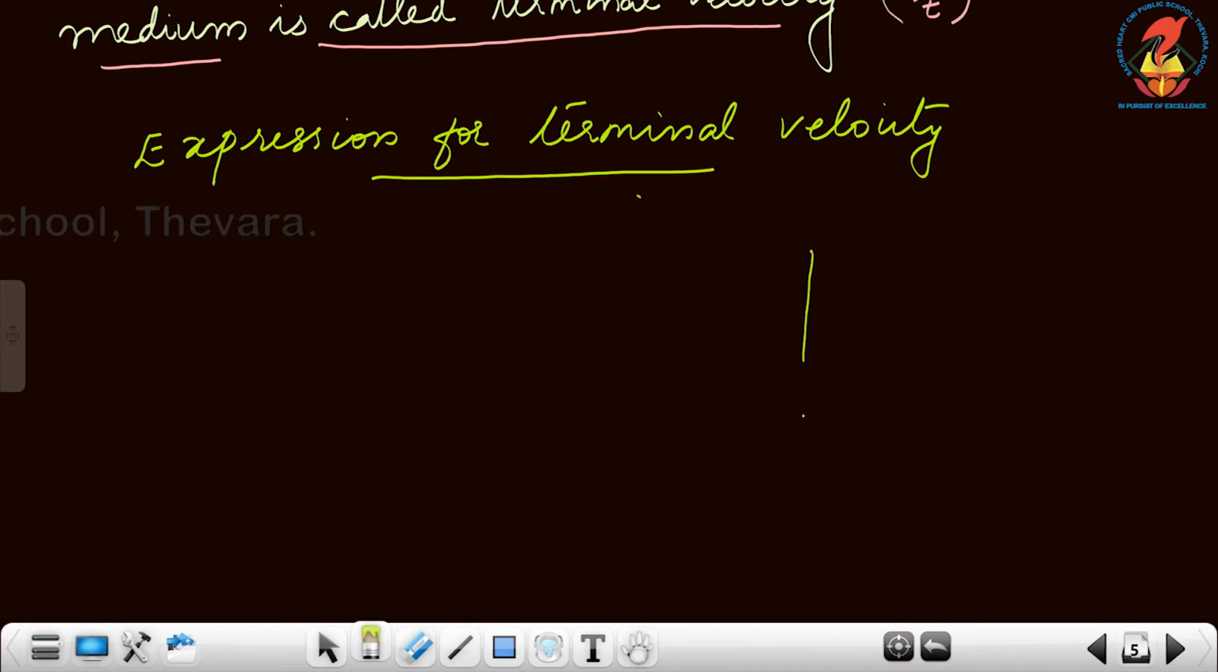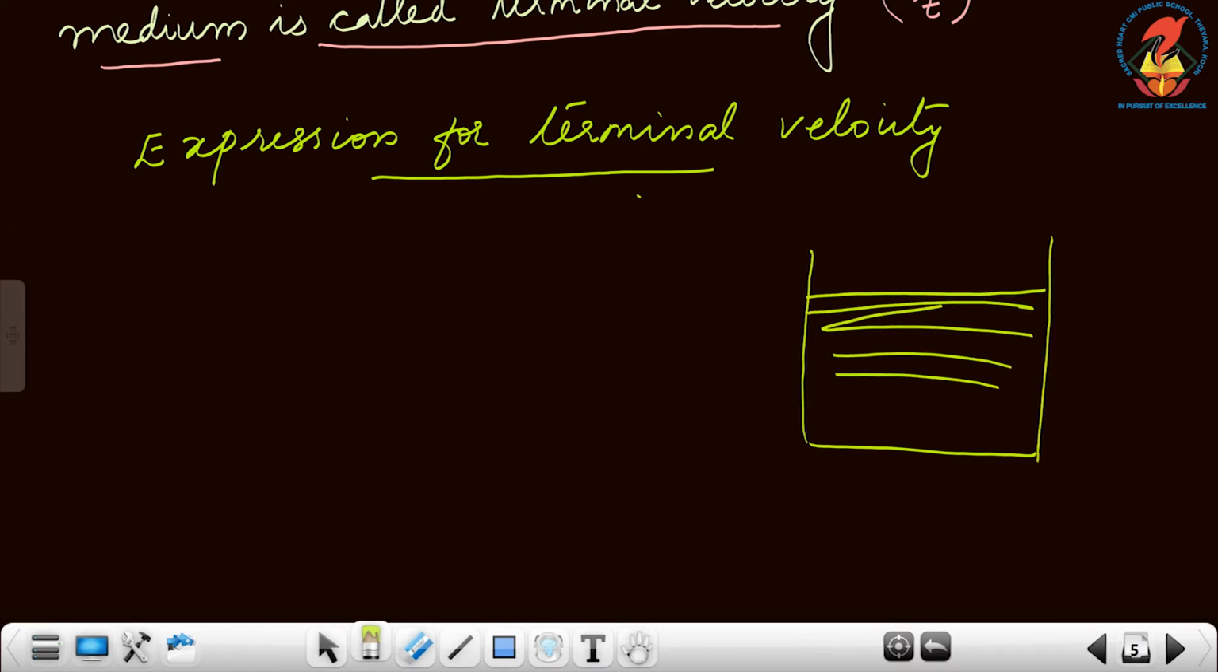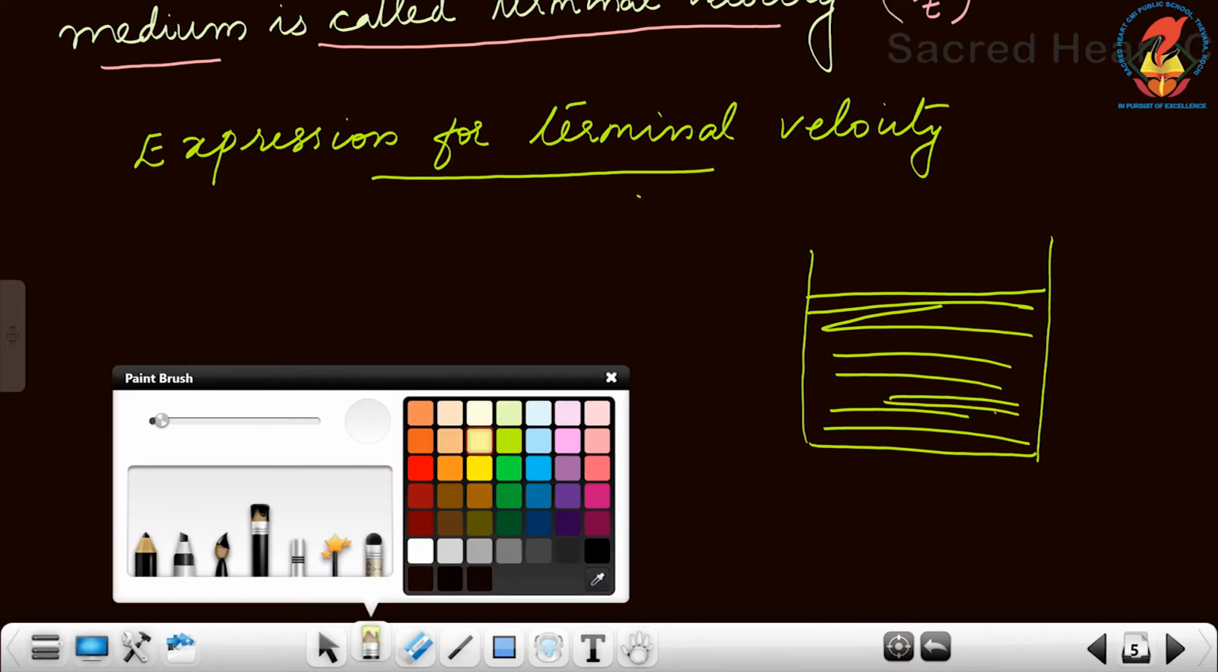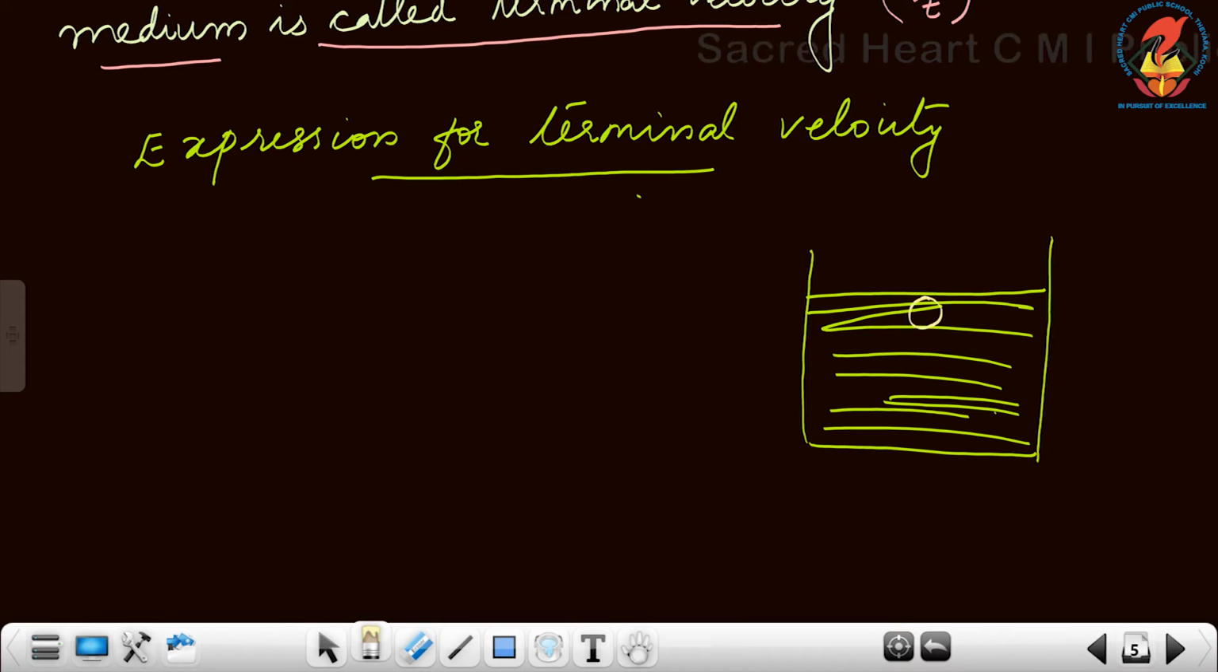For that, we consider a viscous fluid and a small spherical body of mass m starting to fall through the fluid, and because of the weight which is acting downward, the body starts to accelerate. Now, as the body is coming down, it is accelerating, its velocity is increasing. At the same time, the viscous force is acting in the upward direction, and the upthrust or buoyant force acting in the upward direction will try to oppose the motion.